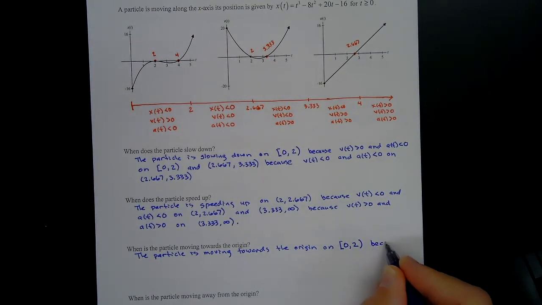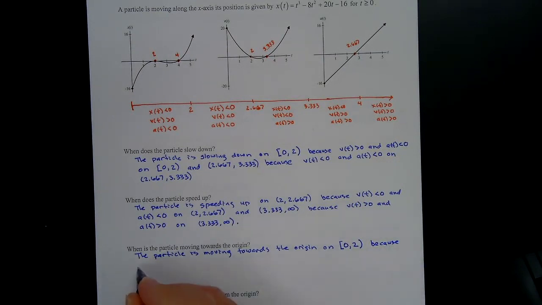And then we'd say because x of t is less than 0 and v of t is greater than 0 on the interval 0 to 2, including 0, but not including 2.